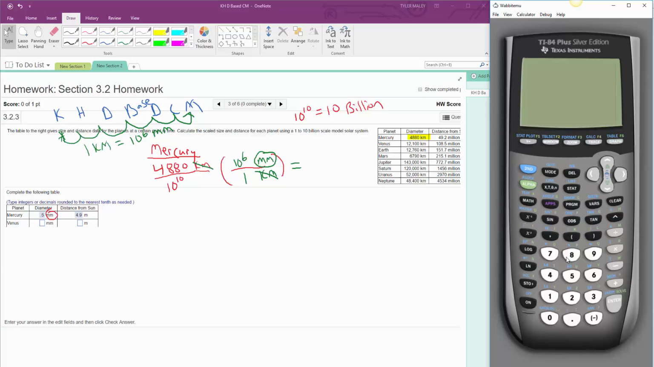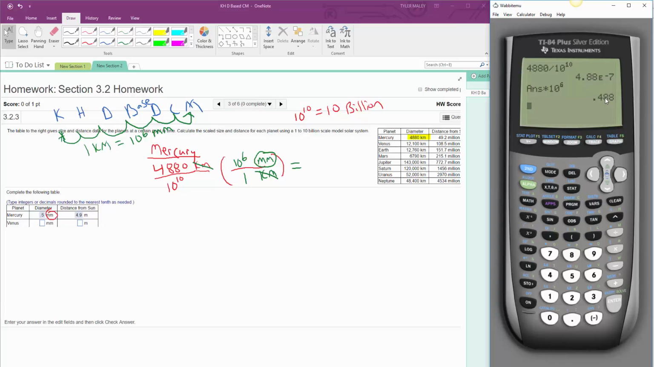So we have 4,880. Oops, gotta turn it on. Let me clear that. All right, so we can take 4,880 divided by 10 to the 10th, and then multiplied by 10 to the 6th. Right, we get 0.488, right?